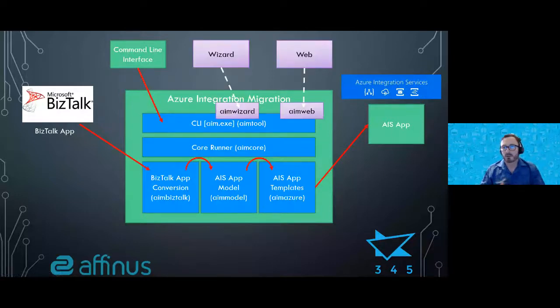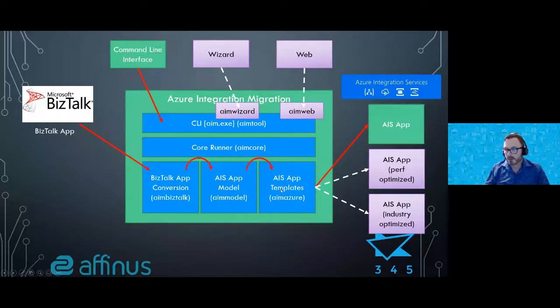Now, this really is just looking at some of the future extensibility that we might want to do. So let's say you wanted to make a wizard. You could create a library called AIM Wizard, and that would run on top of the core runner instead of AIM tool. Or if you wanted to do a web interface, you could make your own packages to deliver that as a different form factor.